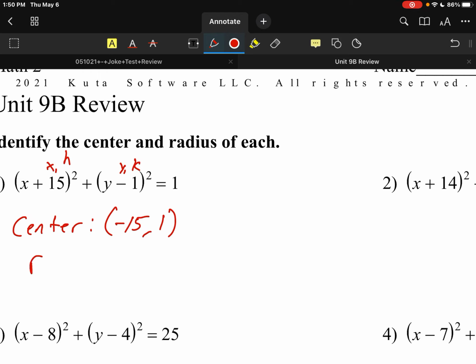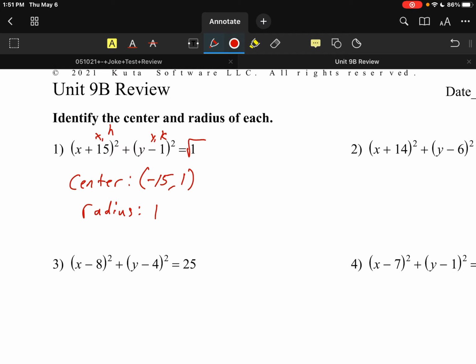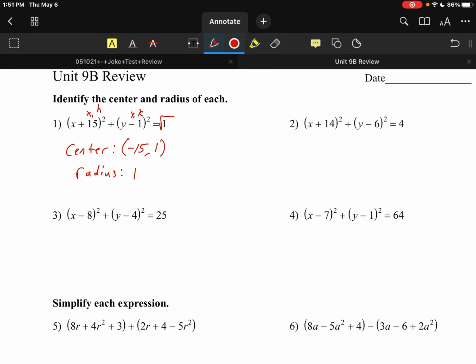The radius, you have to take whatever it equals and take the square root of it. Okay, so the square root of 1 is 1. So that's it. Okay, finding the center and the radius. Okay, that's what you do for 2, 3, and 4.